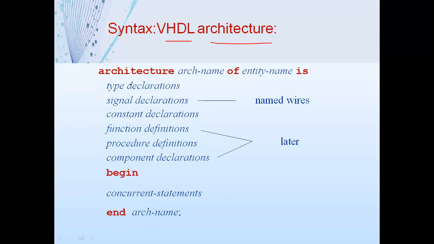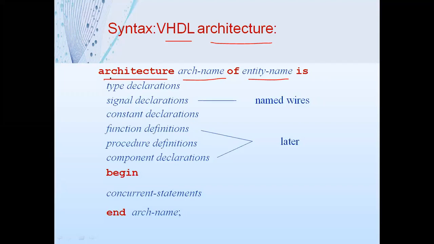Sorry, VHDL entity. So here the syntax for the VHDL architecture starts with the keyword architecture, then the architecture name, of entity name, is. Because every entity in VHDL is modeled by two parts: one is the entity declaration and the second is the architecture body.